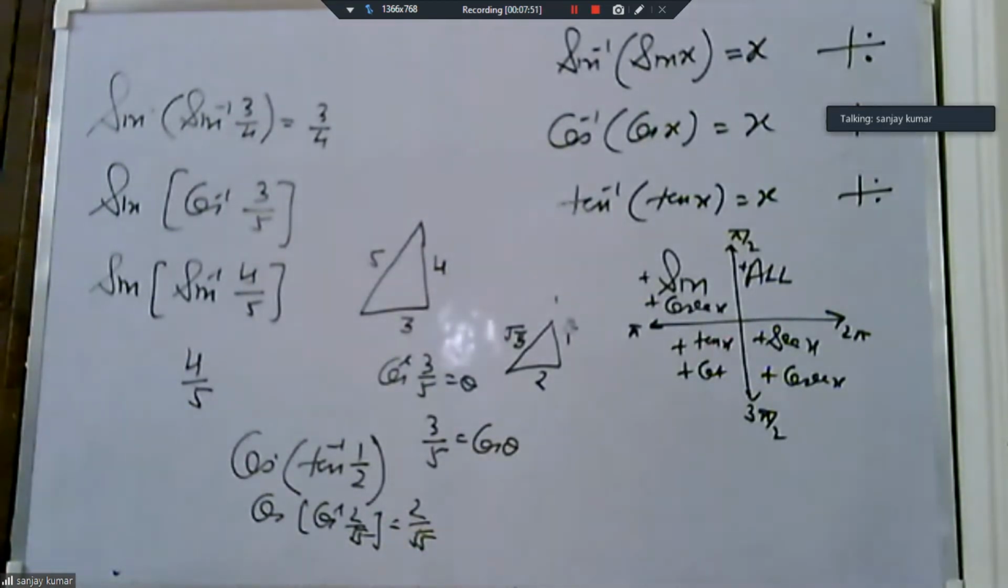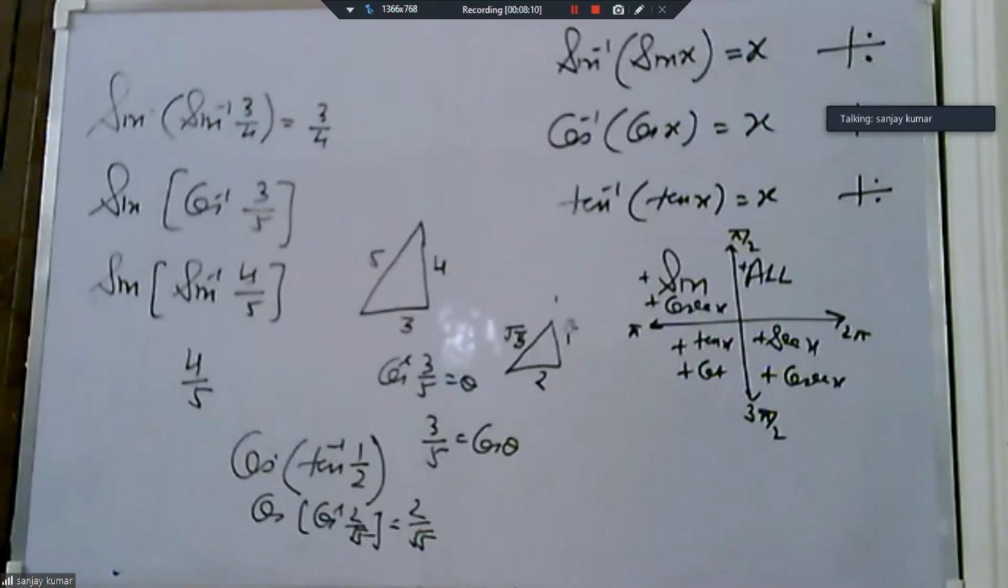Okay, again look, we make a triangle for it. First we make the triangle, then by using 9th class Pythagoras theorem, we find the remaining third side, and then we convert tan inverse into cos inverse and it cancels. Okay, this is a simple method of this. Now you do these questions.